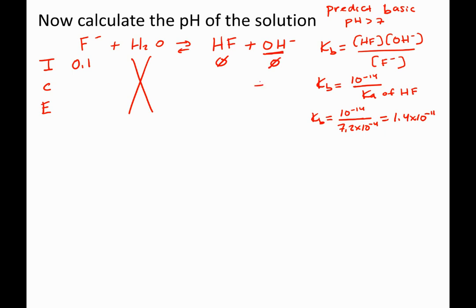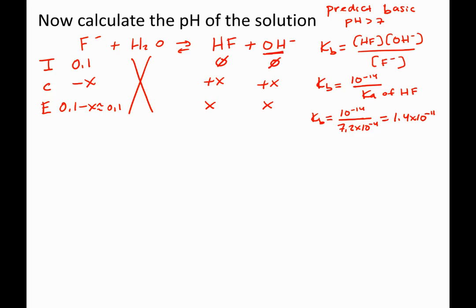And for HF, initially there will be none, and initially no hydroxide ion. This reaction will proceed to the right, so we'll fill in the rest of this ICE table on the change line and put it all together to get the equilibrium line. Again, because the value of Kb is so small, you can take the small x approximation and approximate the equilibrium concentration of the fluoride ion to be 0.1.